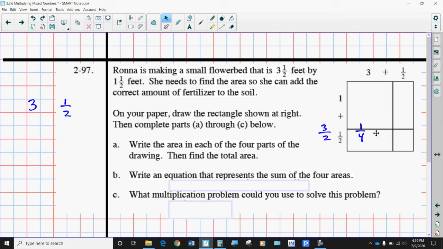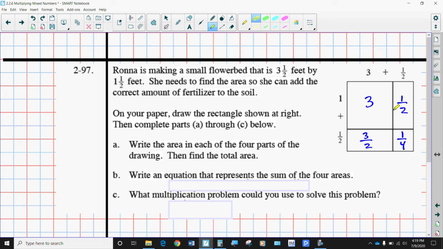So I don't think I ever wrote the total. So actually, let me go back to here. So the first part is, this is 3 times 1 is going to be 3, right? And then 1/2 times 1 is 1/2, so we'll put that in here. And then the 3 times 1/2 is going to be 3/2, and the 1/2 times 1/2 is 1/4. So those are all the individual areas.